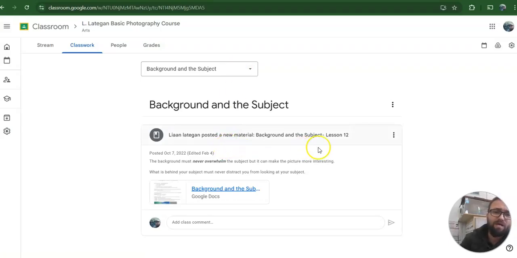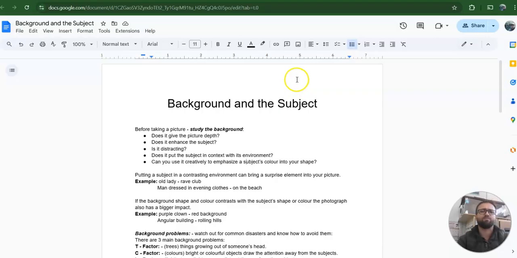The background must never overwhelm the subject, but it can make the picture more interesting. What is behind your subject must never distract you from looking at your subject. Okay, so before taking a picture, you need to sit and study your background.